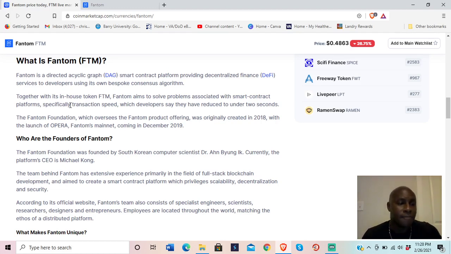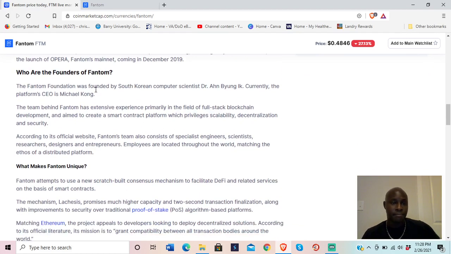It says that, together with its in-house token FTM, Fantom aims to solve problems associated with smart contract platforms, specifically transaction speed, which developers say they have reduced to under 2 seconds. The Fantom Foundation, which oversees the Fantom product offering, was originally created in 2018, with the launch of Opera, Fantom's mainnet, coming in December 2019.